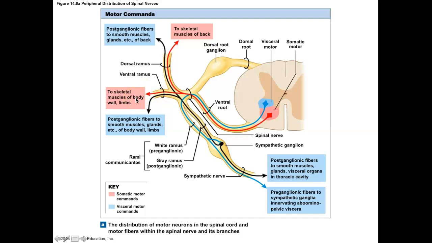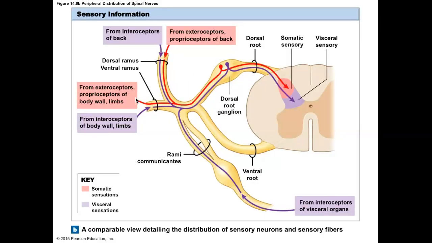Okay, so if we look at both of these together, so in class I would superimpose them so you'd have everything in one picture. But in class I would say, what kind of fibers do you find in the dorsal root? And you would say sensory fibers, right? Only sensory fibers are found in the dorsal root.